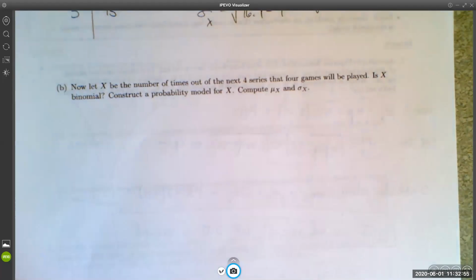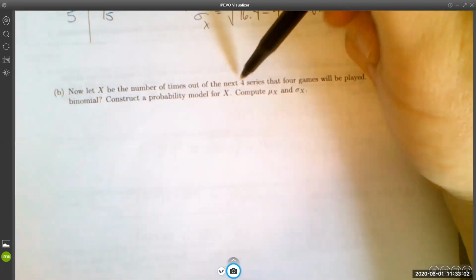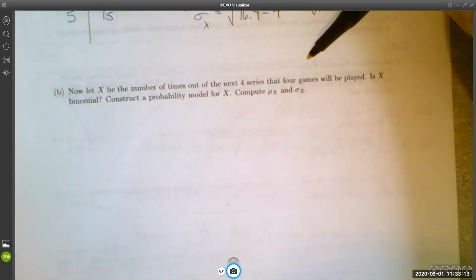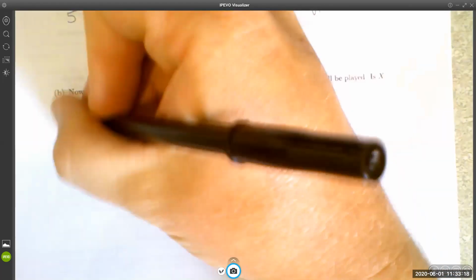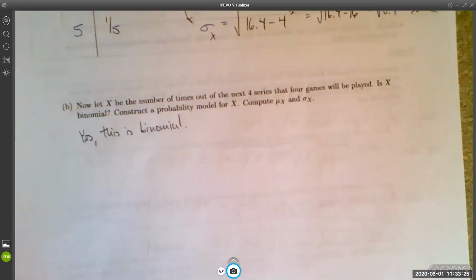So this time we do have a binomial variable on our hands, right? We're being asked, out of the next 4 series, what's the number of times that 4 games will be played? So we've got a clearly labeled success here, right? If a series requires 4 games, then that's considered to be success, okay? So yes, this one is binomial. And now remember, x is the number of times that 4 games are needed.